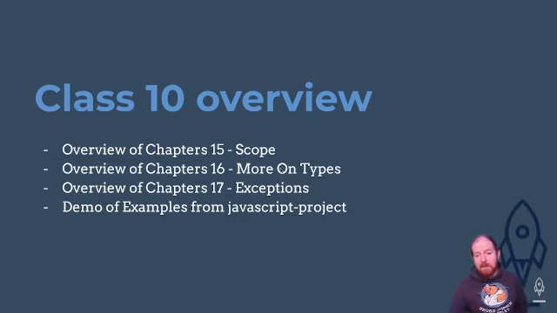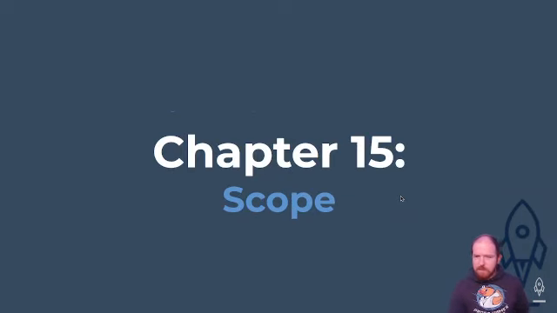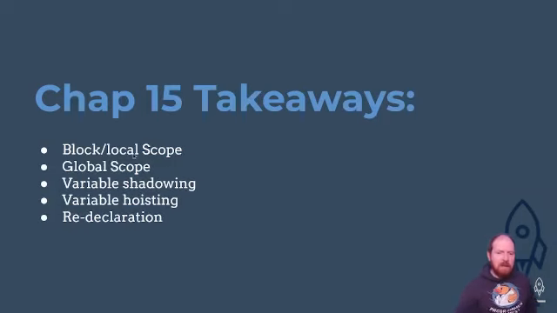So there are 3 chapters that we get to go over. The first 2 were like one pager, half page things. And then the main topics that we'll talk about is exceptions. So scope, they brought this back. We've talked about scope a little bit.